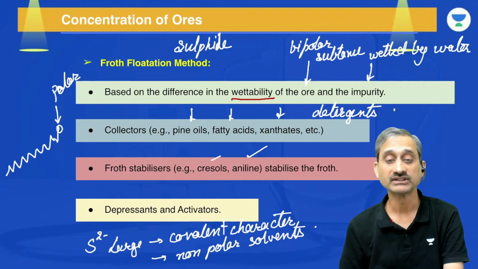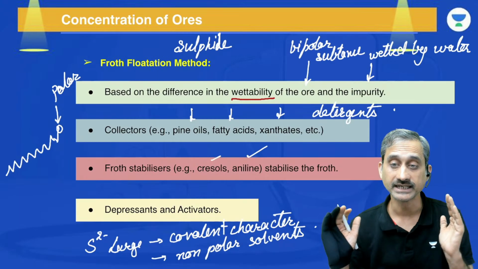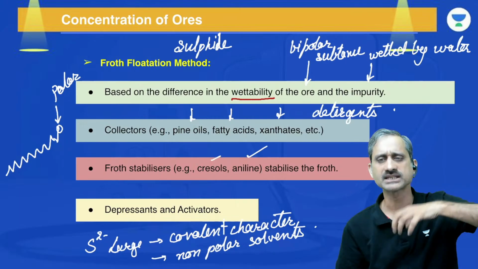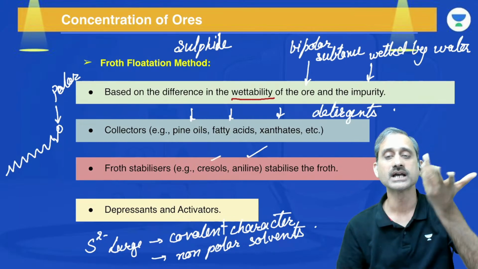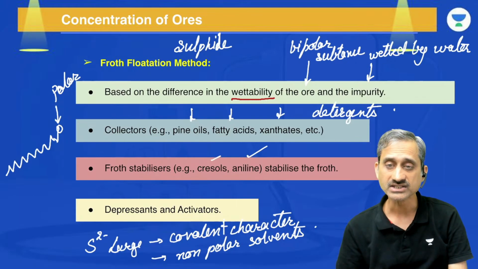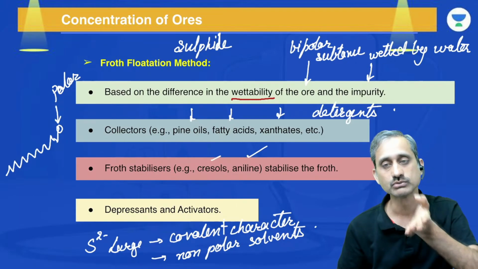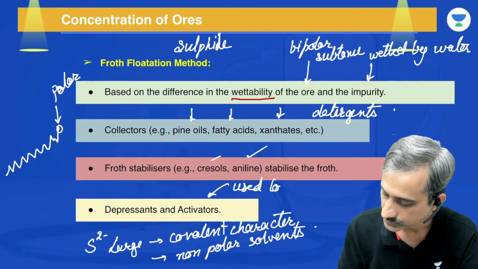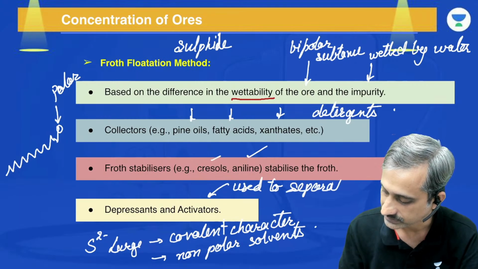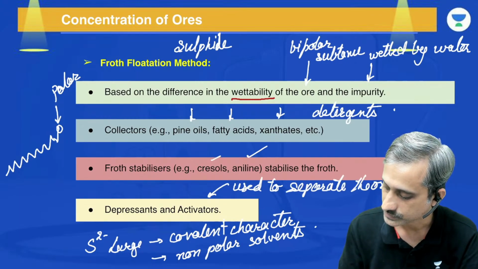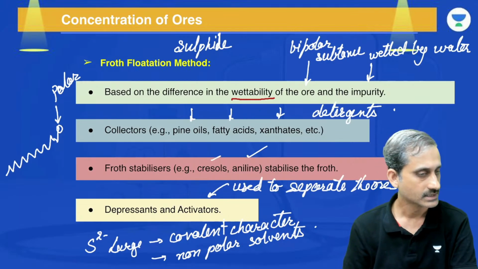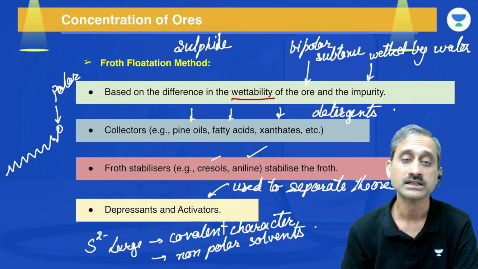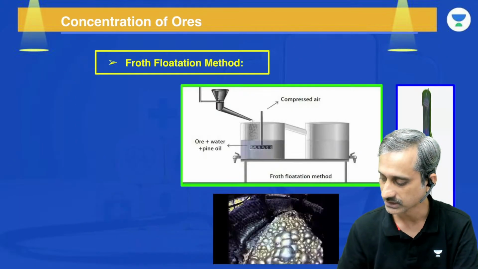And then we have depressants and activators to separate the different ores. Depressants are going to suppress certain ores and they prevent those ores from going out with the froth. And activators are something which are going to activate some ores to move out with the froth. So depressants and activators are used to separate the ores. Is that clear? We are going to talk about them also.